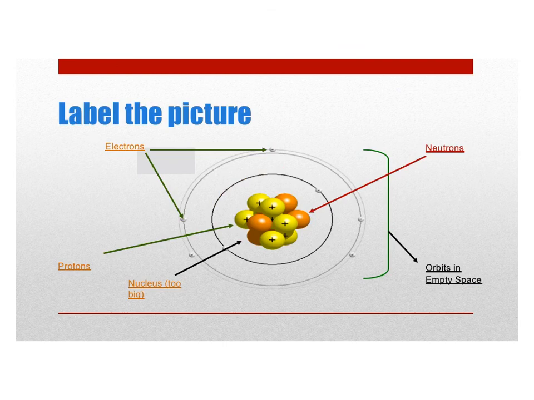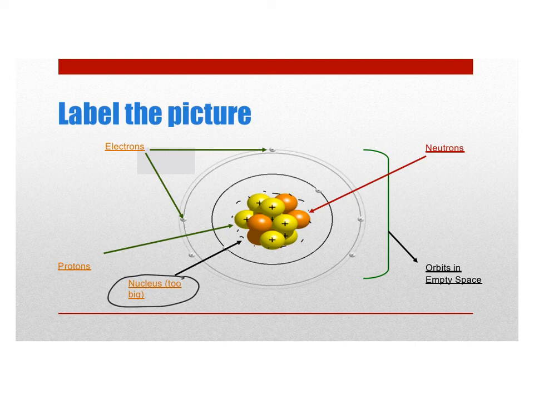All right, so we're going to go ahead and label these. On the inside of the atom, we have this big structure right here that has all of these yellow and orange balls in it. That is the nucleus. It's drawn too big in this picture. In reality, it is much, much smaller. It's about 2,000 times smaller than the rest of the atom.